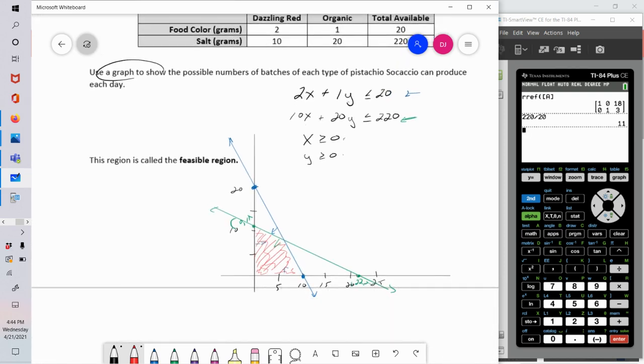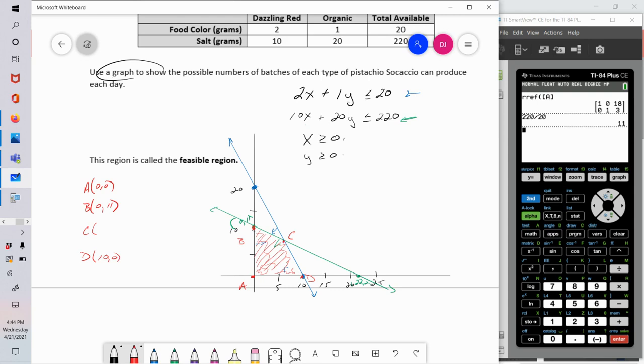So what we're going to do now is find those corner points. Let's call this point A, B, C, and D. A is the origin, so we know that that's 0, 0. B is this y-intercept, which we have identified as 0, 11. C we'll come back to. D is the x-intercept of the blue line, which we've identified previously as 10, 0.